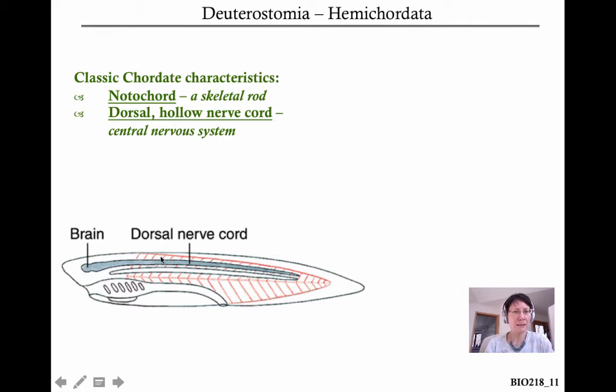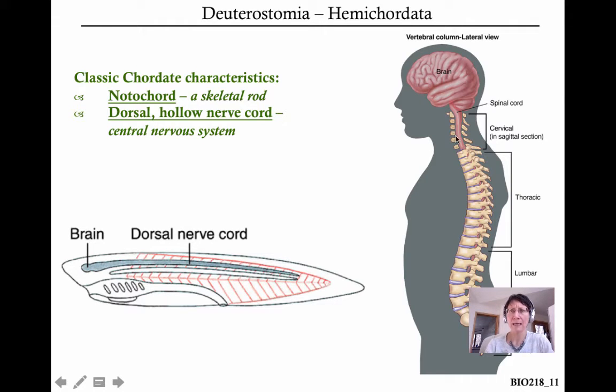And it's showing you here in this stereotypical amphioxus or lancelet. Here it is above, or dorsal to, the notochord. And in humans, here's your brain, and here's your spinal cord, so that's your nerve cord. And in vertebrates, it's completely surrounded and protected by the vertebrae. You don't actually have that when the notochord is cartilaginous and solid in more ancestral taxa.